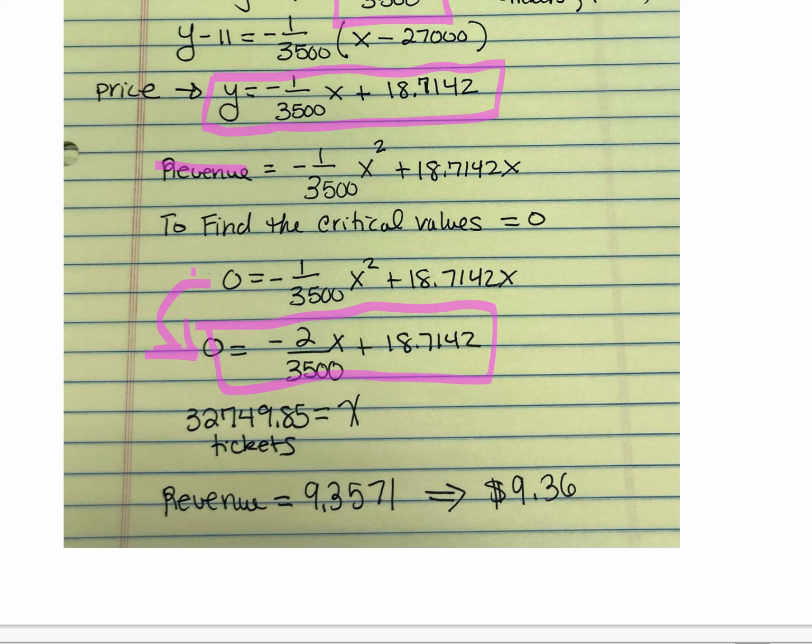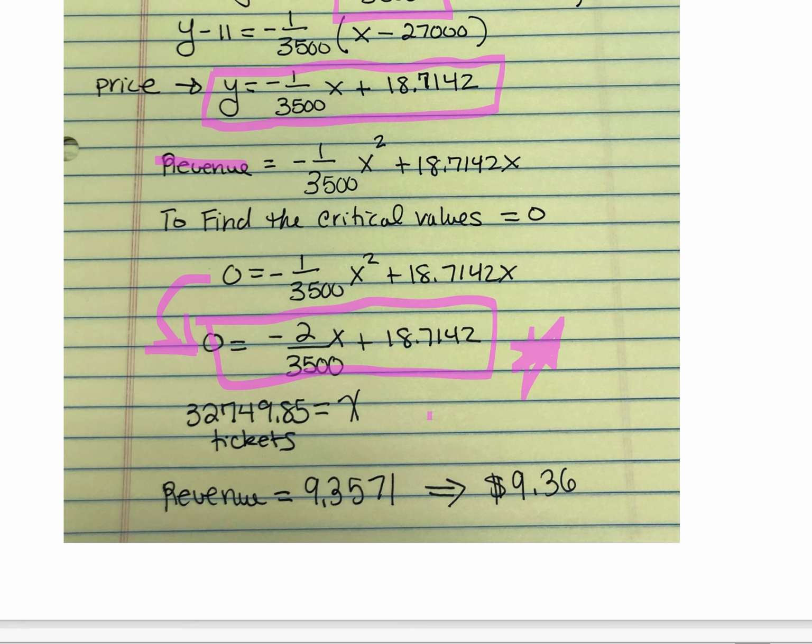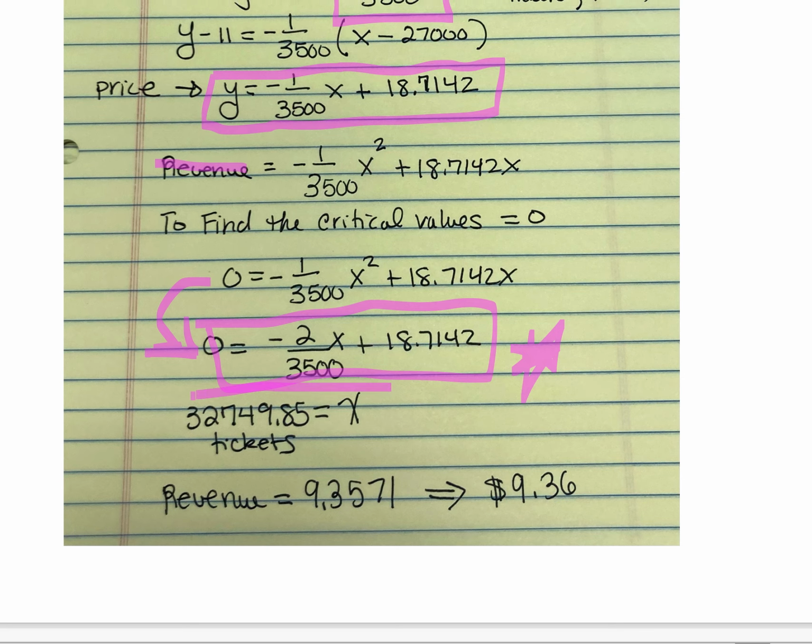So I find the derivative, that's this one right here, and I set it equal to 0. When I solve that for X, I get 32,749.85 tickets. And so this is the value of X that is going to maximize the revenue.